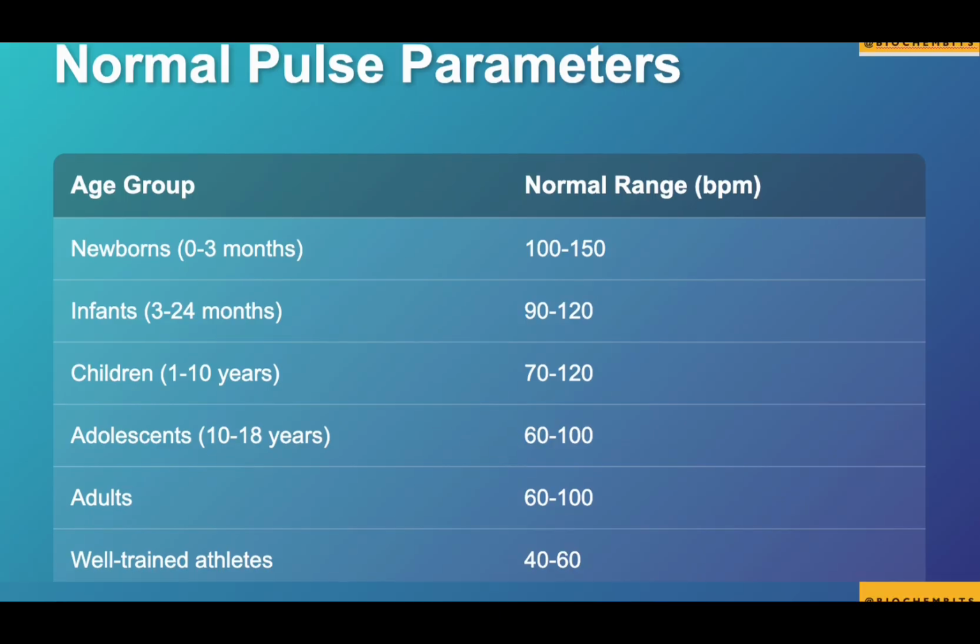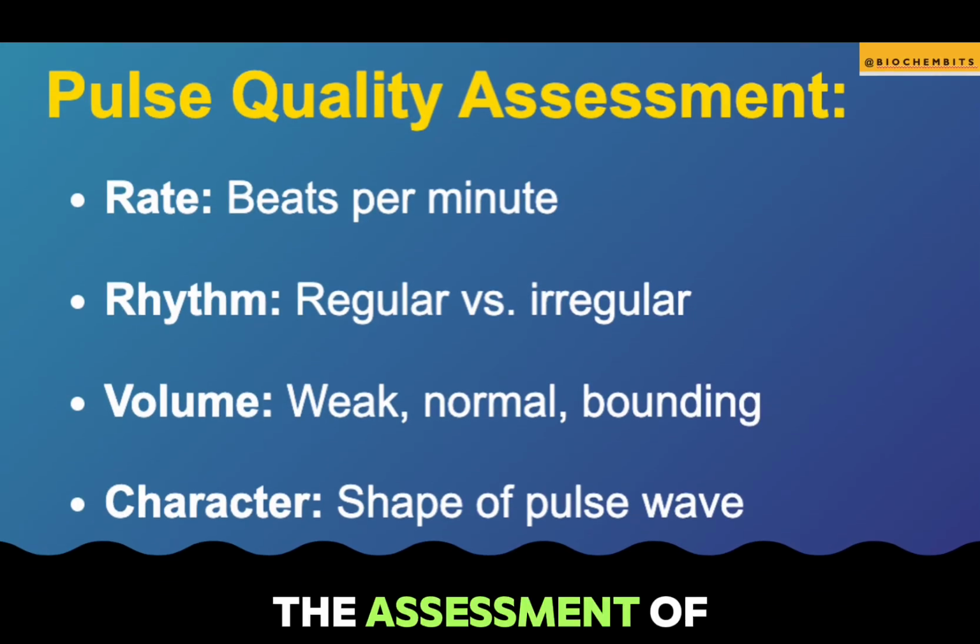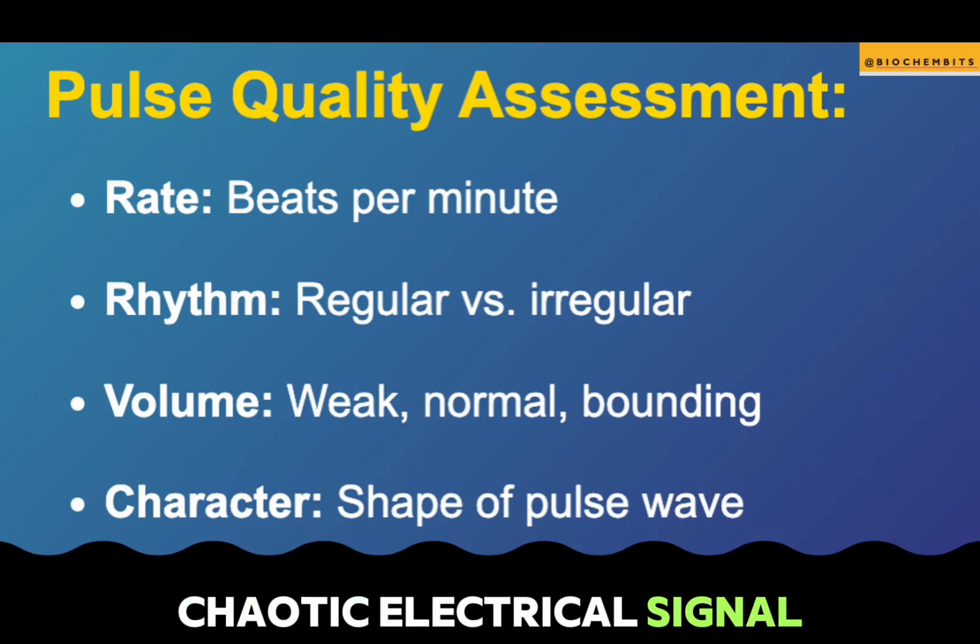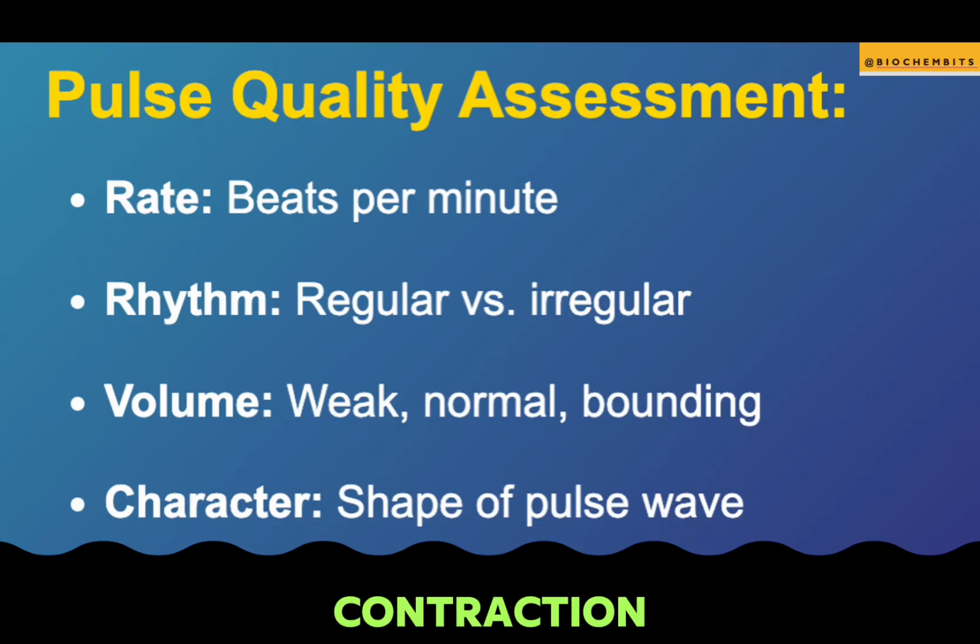Now, looking at the assessment of pulse quality, I think that clinically we look at four major points to know how good the quality of a pulse is. First is the rate, which talks about how fast it is, and the rhythm, which talks about how regular or irregular it is. An irregular rhythm might indicate atrial fibrillation, or maybe a chaotic electrical signal that is capable of disrupting the contraction which is necessary for the pulse pressure to be maintained.